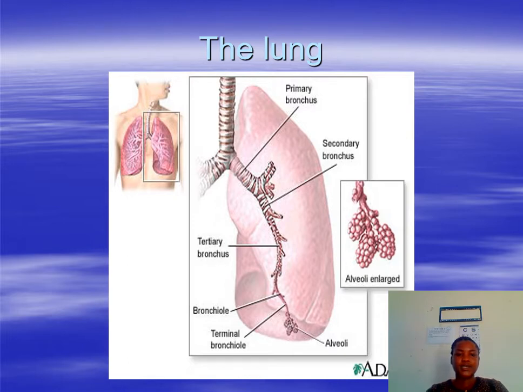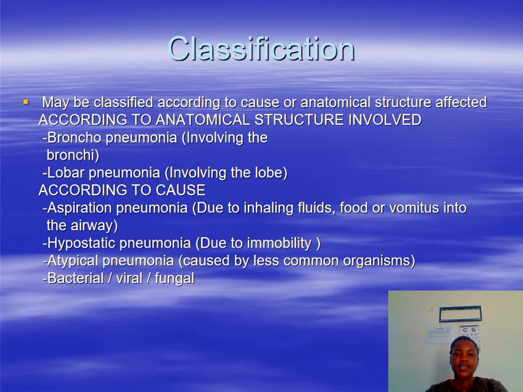So having looked at that and defined pneumonia, pneumonia is classified according to the anatomical structure involved or affected, or according to the cause. According to the anatomical structure involved, it can be called bronchopneumonia, meaning it's involving the bronchi, or it can be called lobar pneumonia, meaning it's involving the lobe.